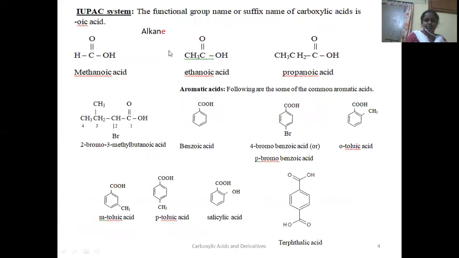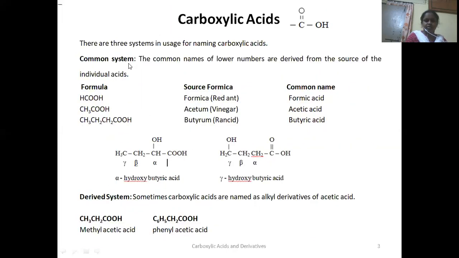So three systems are used to name these compounds. The first system is common name. In the common name, it is basically derived from the source of the individual acids. For example, formic, HCOOH. The common name for this is formic acid. This name is given because it comes from its source, that is formica.